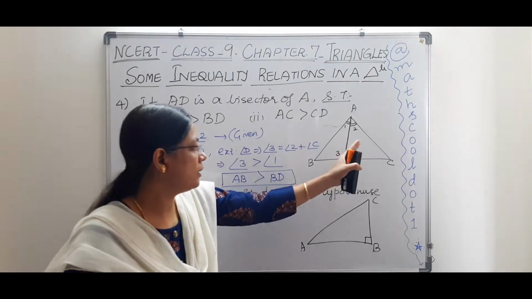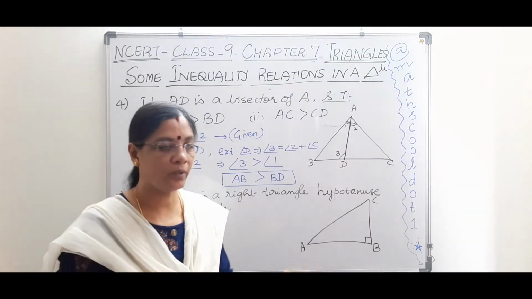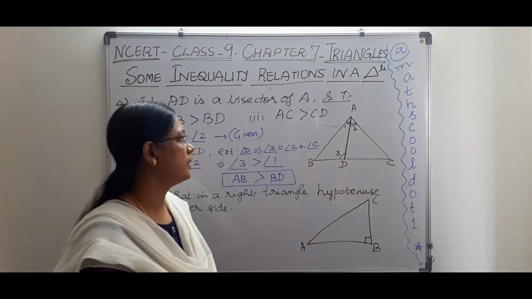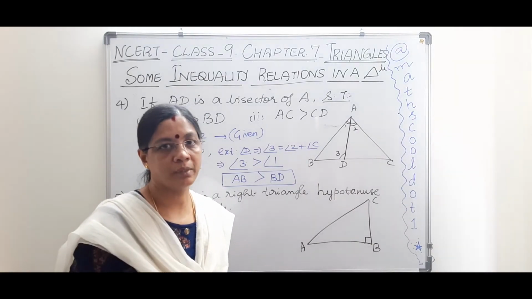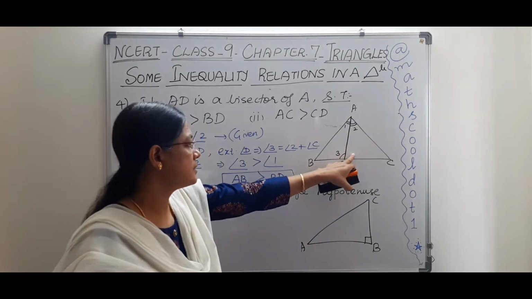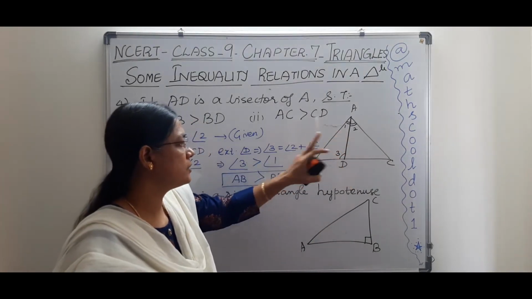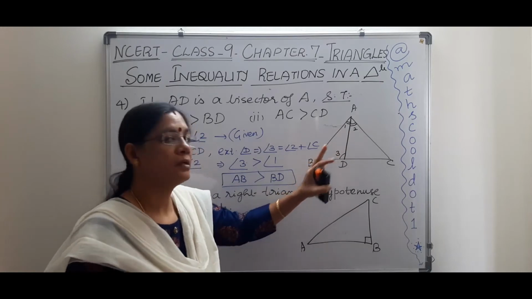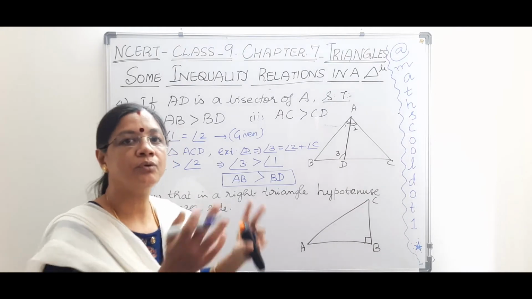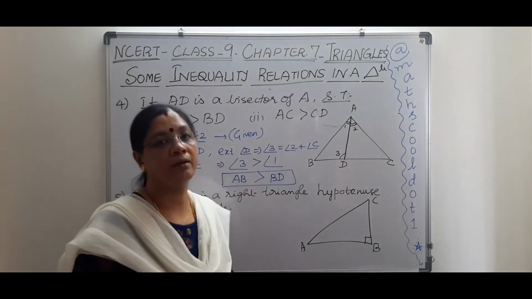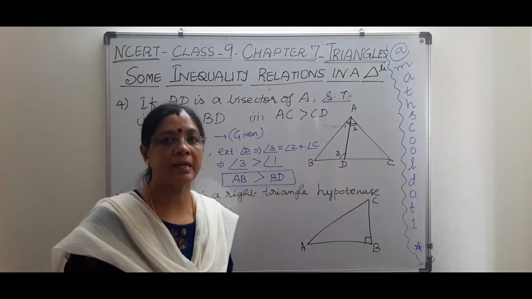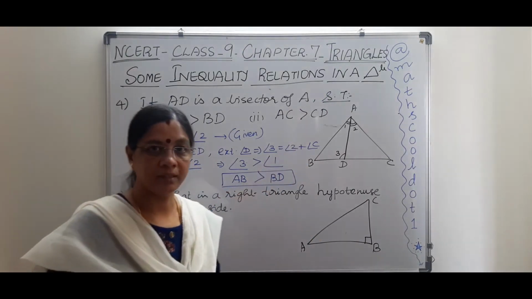Similarly, we need to take this triangle for proving AC greater than CD. That you can try on your own. In a similar way, take the exterior angle and compare the angles between them. Take this exterior angle and compare these two angles. Since angle 1 is equal to angle 2, it has to be greater than angle 1 or 2. So hence we can prove that AC is greater than CD. Similar to this part, you can try AC greater than CD on your own, right?